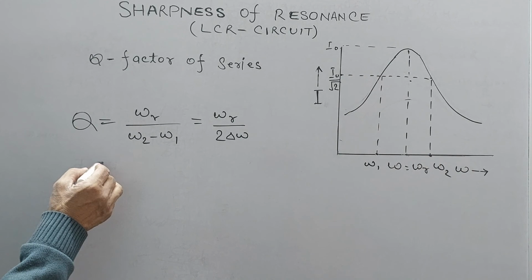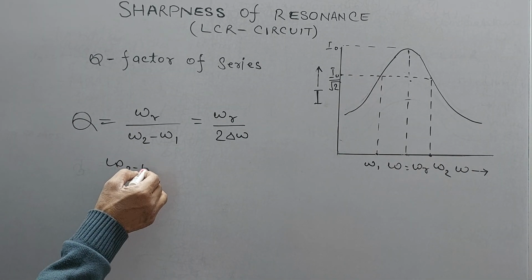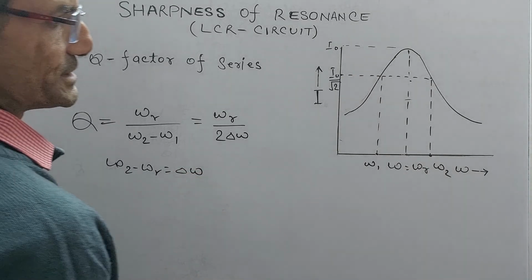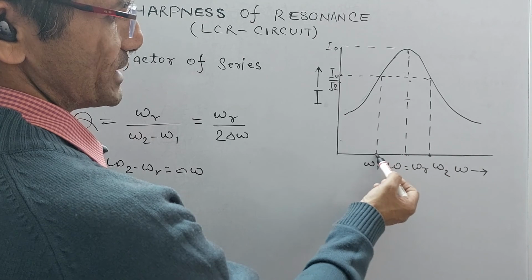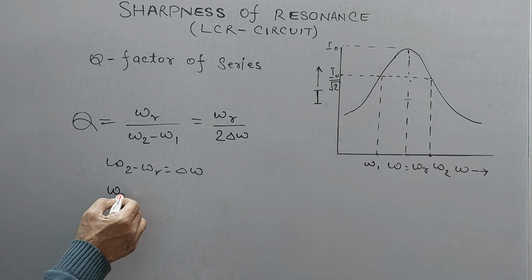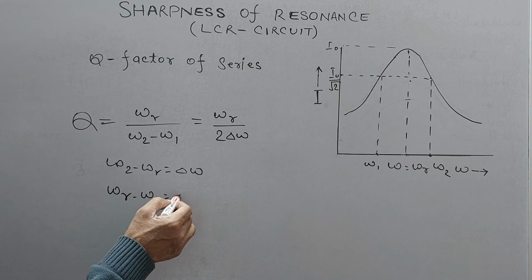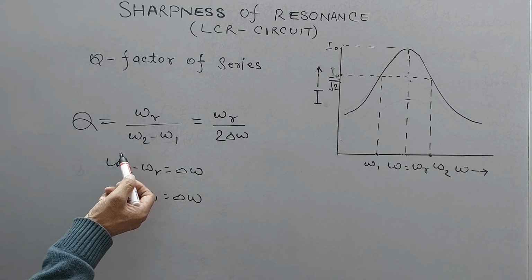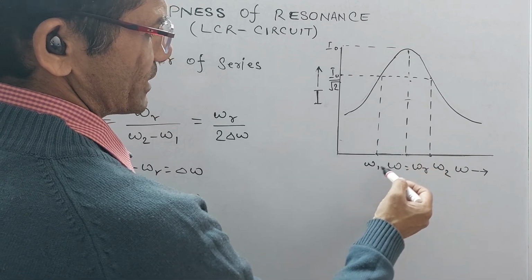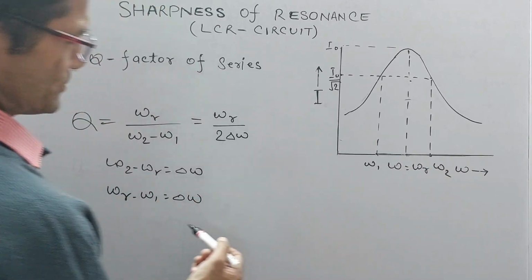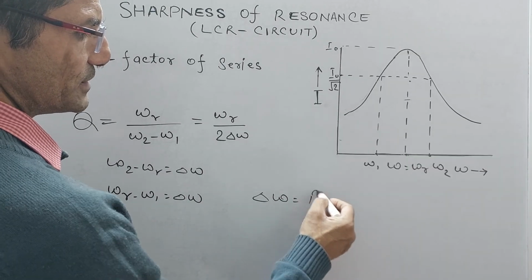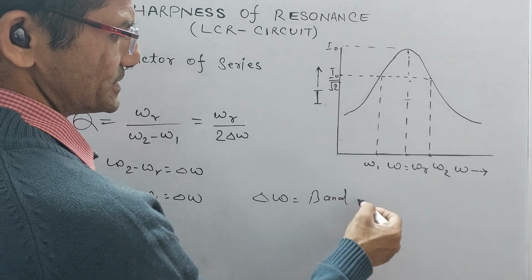So here, omega 2 minus omega r, if I say that this is the difference of these two frequencies, delta omega. Similarly, omega r is the maximum value and omega 1 is a lesser value of that. The difference between them, omega r minus omega 1, is equal to delta omega. So if I place the value here, omega 2 minus omega 1, this is delta omega, this is also delta omega. So the distance between them becomes two times delta omega. This delta omega is known as the bandwidth of the LCR circuit.